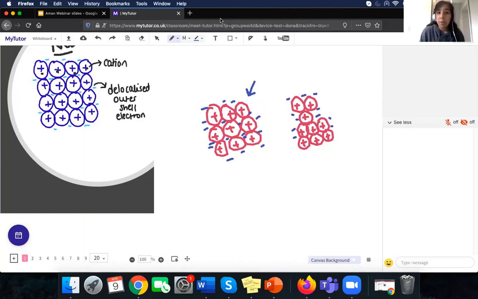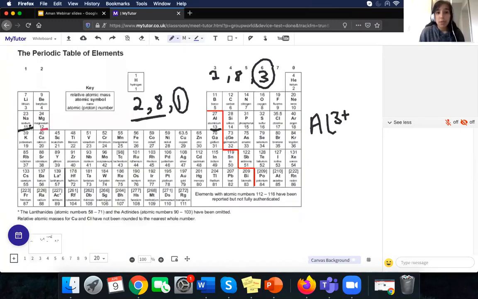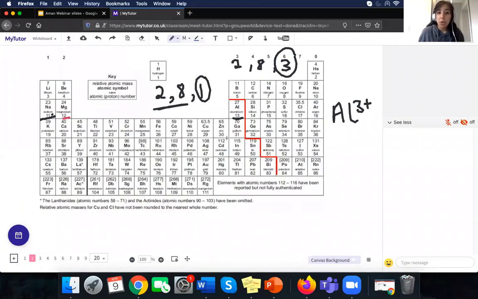Someone is asking, will we be covering nanoparticles today? We will be. And someone else is asking, how do we find how many electrons to use per protons? That's a really good question. So when we're looking at our periodic table, we look at the atomic number. So for example, if we look at potassium, potassium has an atomic number of 19. That means there are 19 protons. And remember, the number of protons is equal to the number of electrons. So that means there are 19 electrons.